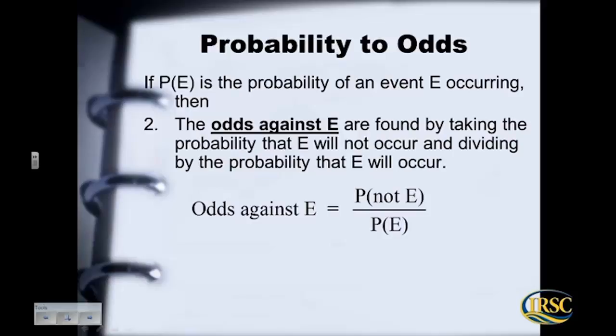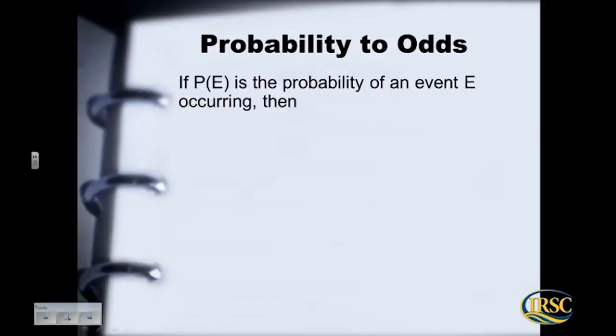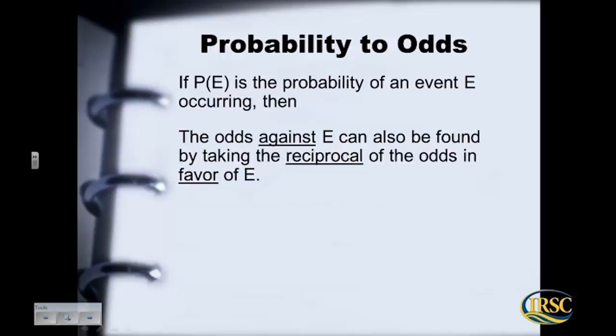All right, so these two things are just fractions that are reciprocals of each other. All right, so the odds against E can also be found by taking the reciprocal of the odds in favor of E. So if you've already found the odds in favor of something, you don't have to work out the formula again. Just flip your fraction over, find that reciprocal.